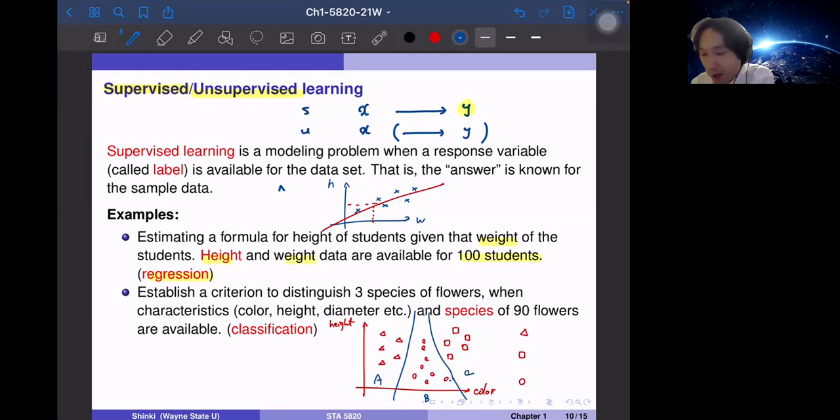So in 50-30, we have covered the first one, regression. For classification with 2 groups, we do logistic regression. More than 2 groups, we haven't done.